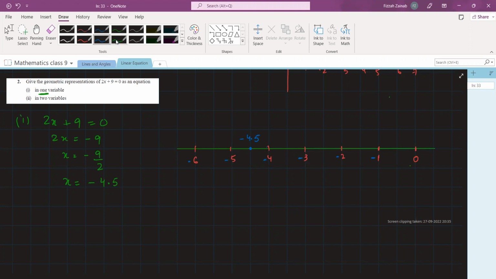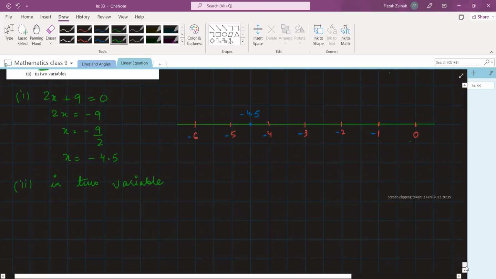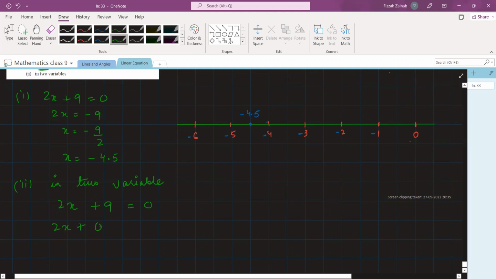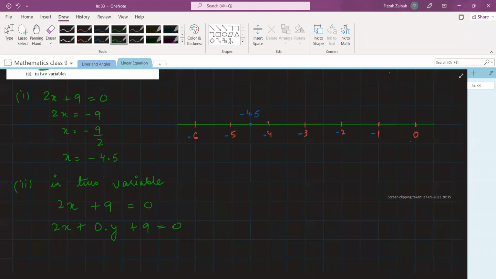No response, right? Okay. Now in two variables, if I want to consider it in two variables, how will I plot it? Please unmute your mic, both of you. That is your equation which is given. There is no y, so I can add a y. How? I can write it as 2x plus 0 into y. Any problem? Because ultimately it will be 0. So you can see now two variables, right?